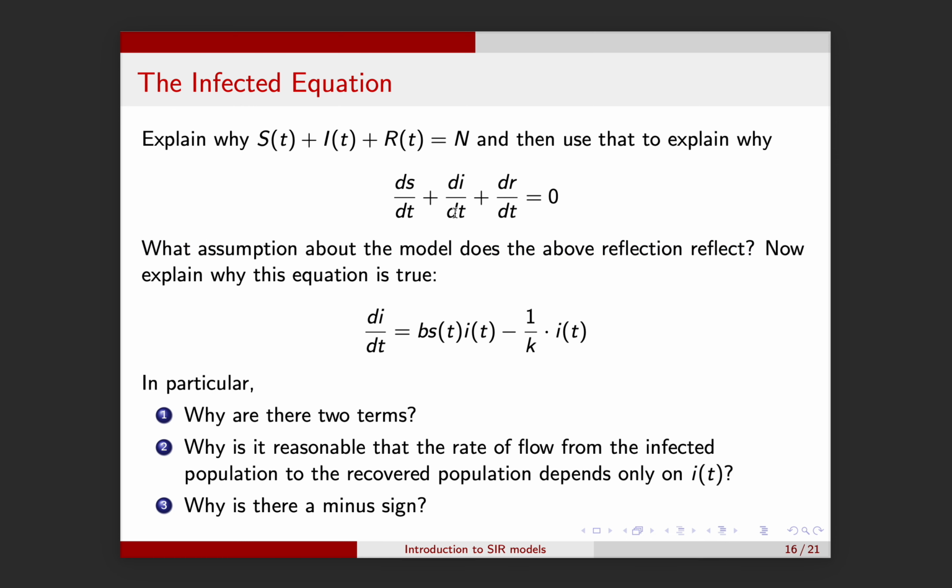So di dt, what is that? That's dr dt minus ds dt. So you can get it that way. Also, though, again, rate in minus rate out.